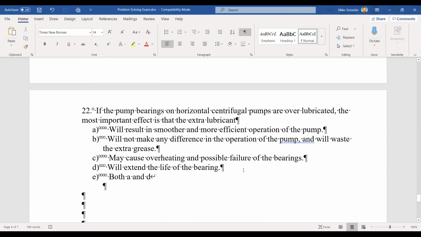All right, so if the pump bearings on a horizontal centrifugal pump are over lubricated, the most important effect is that the extra lubricant would cause what? Yeah, C, that's exactly right. It would cause some overheating. All right.